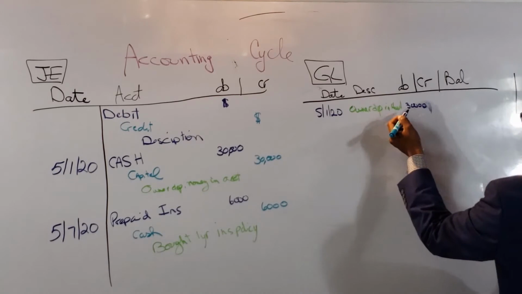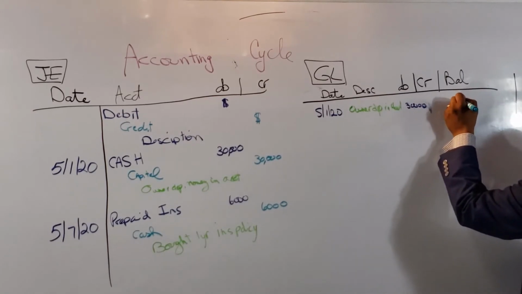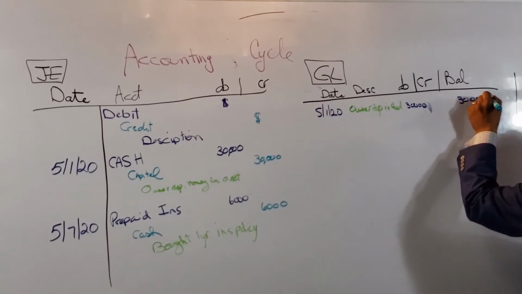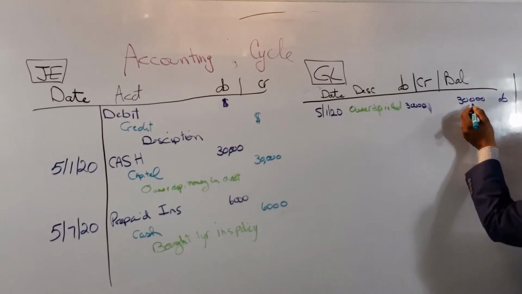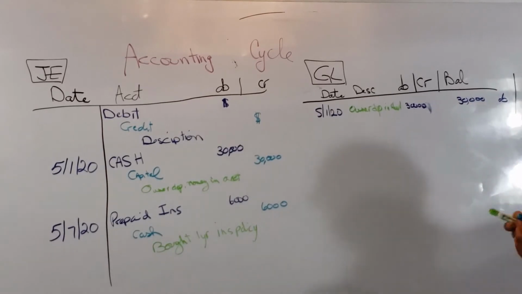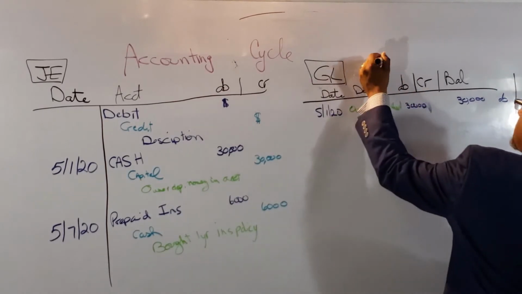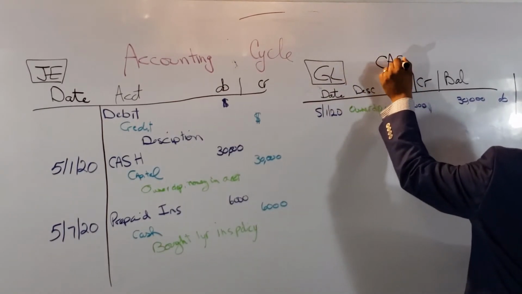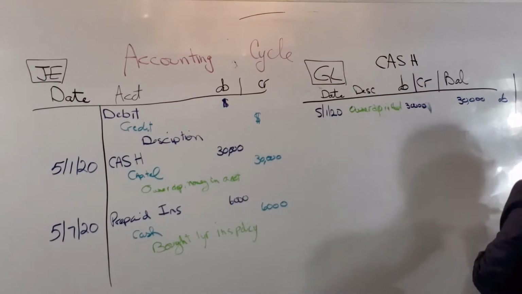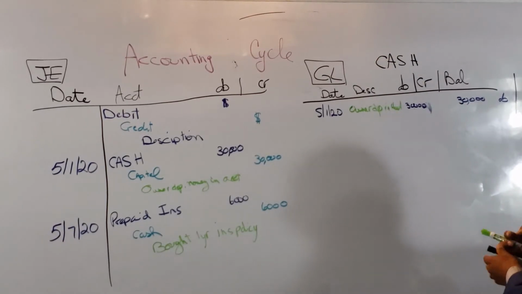30,000 under the debit column, and the balance is a 30,000 debit. And this is the cash GL. So I'm going to put it in cash here so you know I'm talking about the cash GL. This is all posting into the cash.